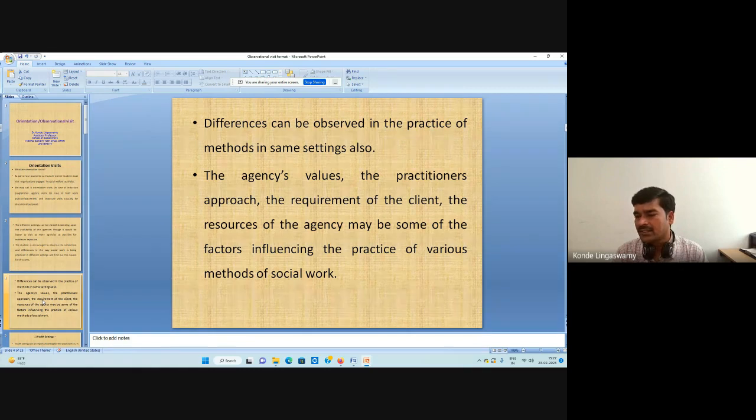For example, two organizations are working in a health setting, but one organization receives funds from an international organization, while the other receives funds only from inside the country. So there is a difference between the agency's values, practitioner approaches, and maybe some agency resources influencing the practice of various methods of social work. Some organizations focus only on the community organization method. Some organizations focus only on the social casework method.